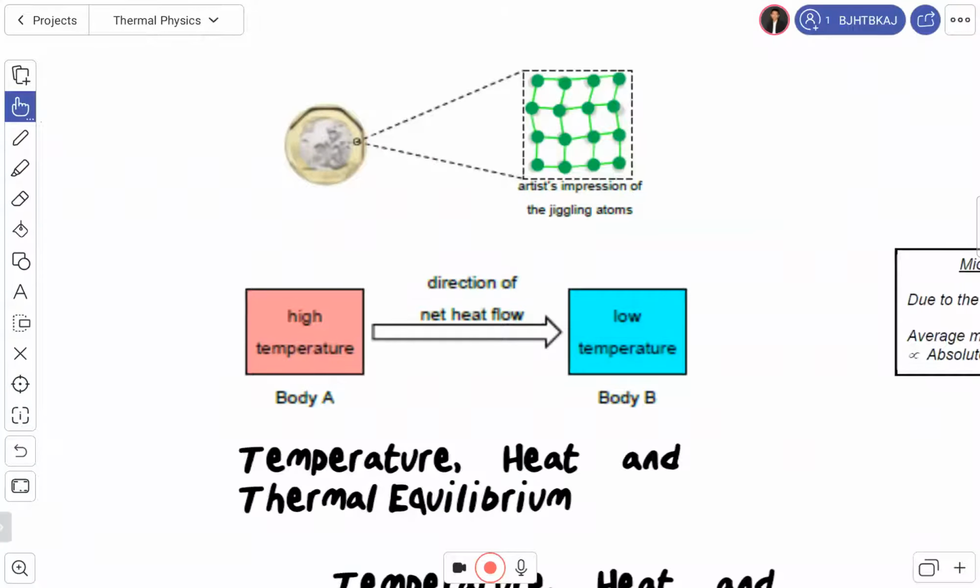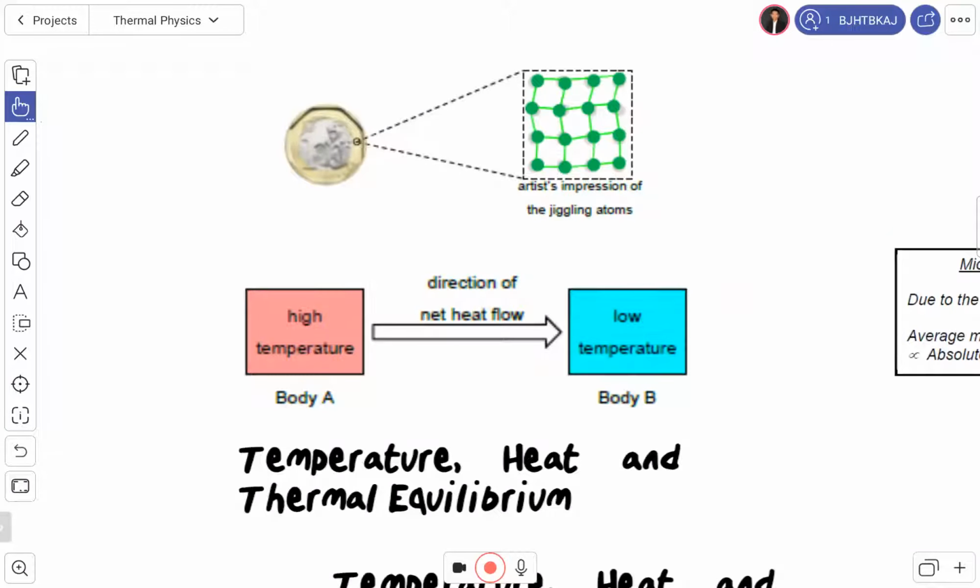What's happening at a level from this jiggling perspective is that at the interface, the jiggling of the high temperature system is more vigorous. The atoms there on average have more kinetic energy associated with their jiggling. So when it makes contact with another object, the surface molecules will pass some jiggling KE to the surface molecules of the colder object, thereby transferring energy. You can call this thermal energy, you can call this internal energy. And the flow of this thermal energy is called heat. So that is what we need to know at this level.